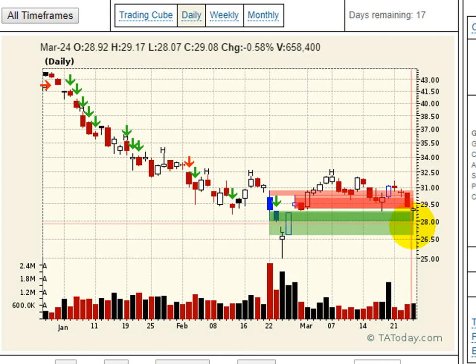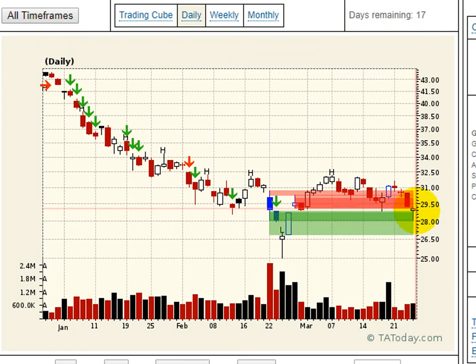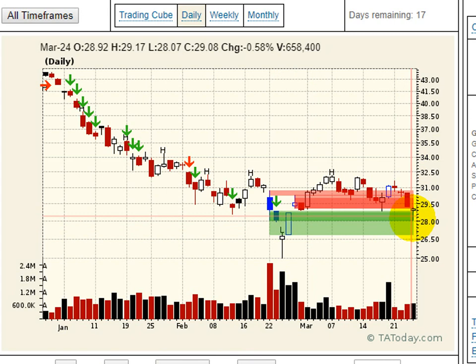You see the target there? Got right to it. 2807. That low on the big bar is 2807. So it touched right into it, no volume, reversed with a doji. Like a hanging man if you were at the top, right?